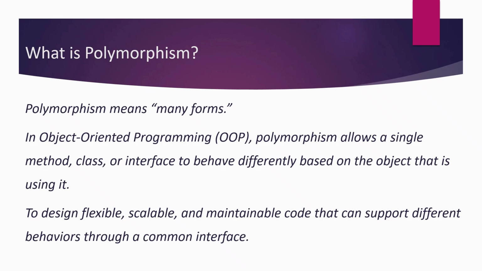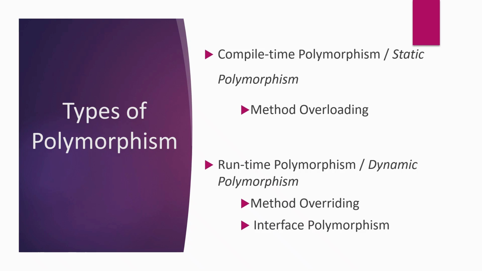interface. Types of polymorphism. There are two types of polymorphism. One, compile-time polymorphism, also called static polymorphism. It's achieved through method overloading. Two, runtime polymorphism, also called dynamic polymorphism. It's achieved through method overriding and interface polymorphism.